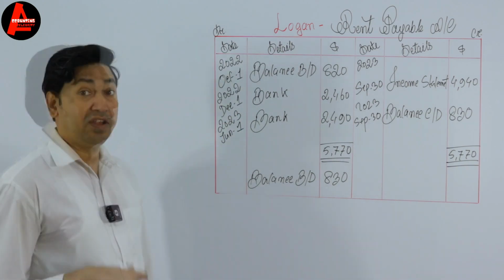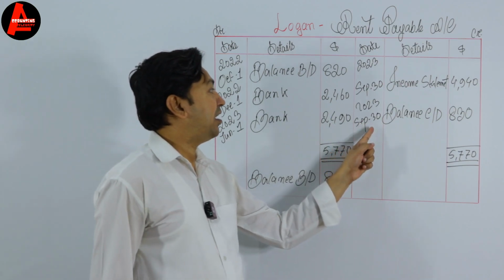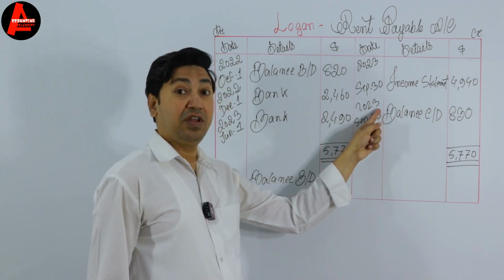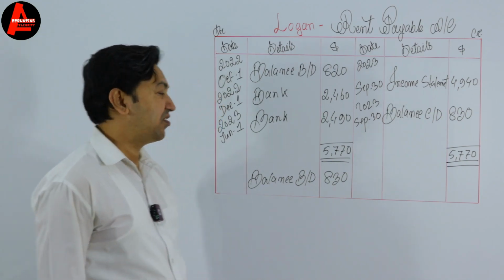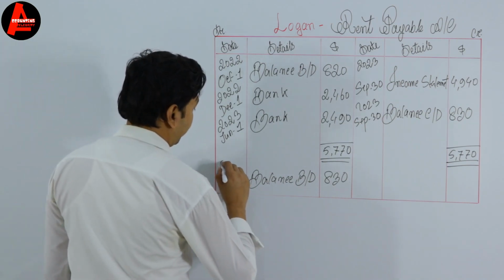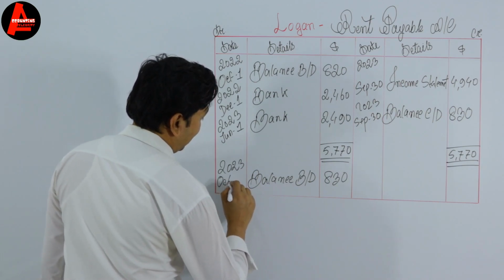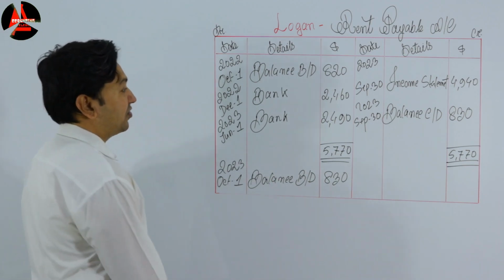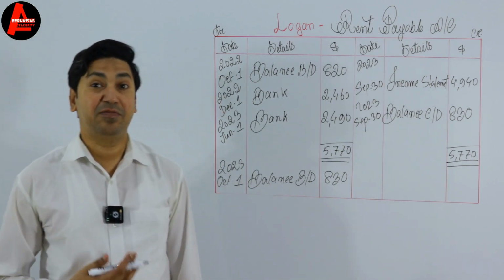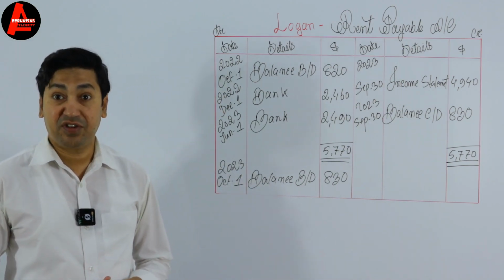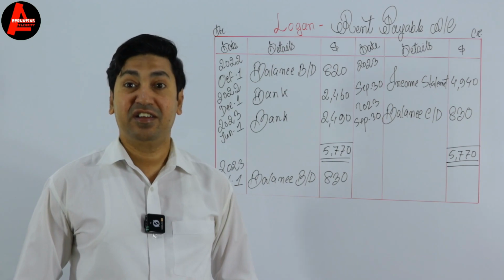We need to write the date. What will the date be? The date will be exactly the first day of the next financial period. Our financial period ended on 30th September 2023, and the next financial year starts on 1st October 2023. So we write here 2023 October 1st. This is how you prepare rent payable accounts. This is not complicated, you just need a little practice, then it will be very clear. Later, if you see this type of question in your exam, you will be able to answer 100% correctly.